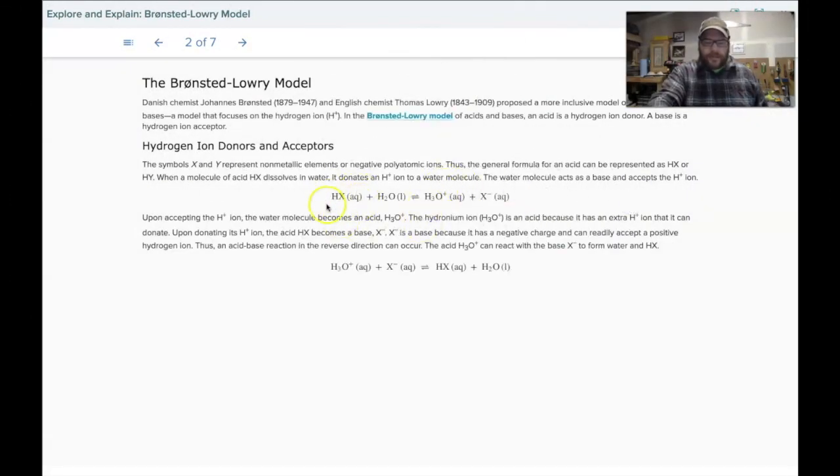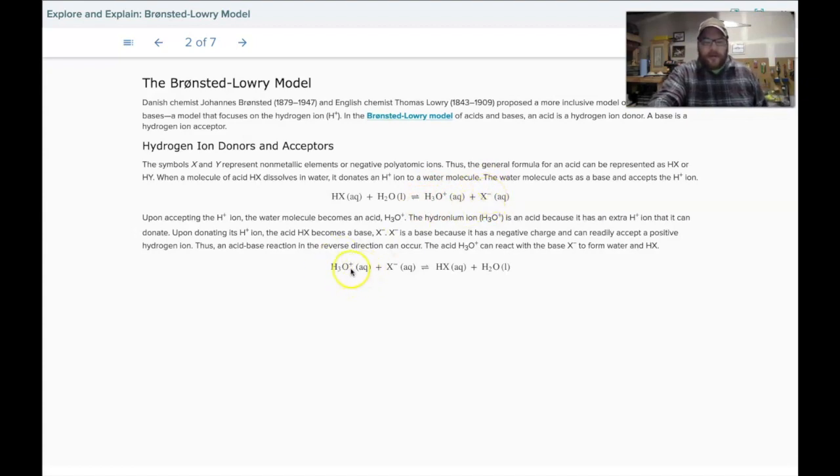Okay, so if we look at just a generic acid here, we're going to identify it with the hydrogen in front, and then the X just represents some other kind of ion, and it's going to donate its hydrogen to this water molecule. So here's where we see that hydronium ion. Okay, and then it leaves our X ion on its own.